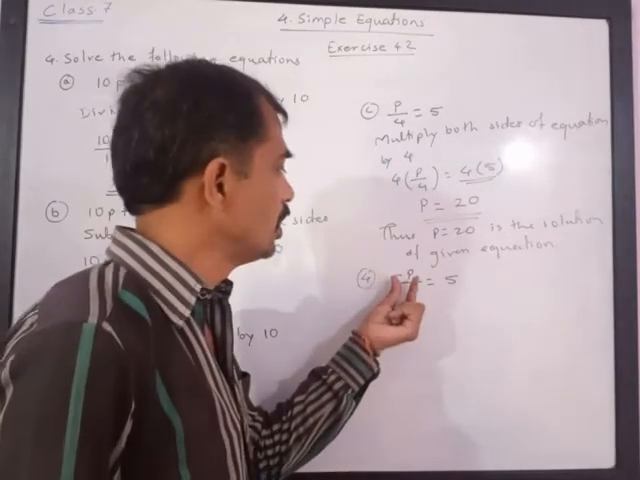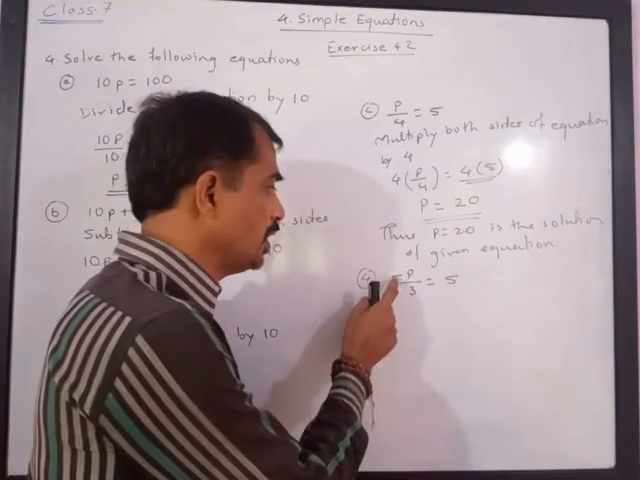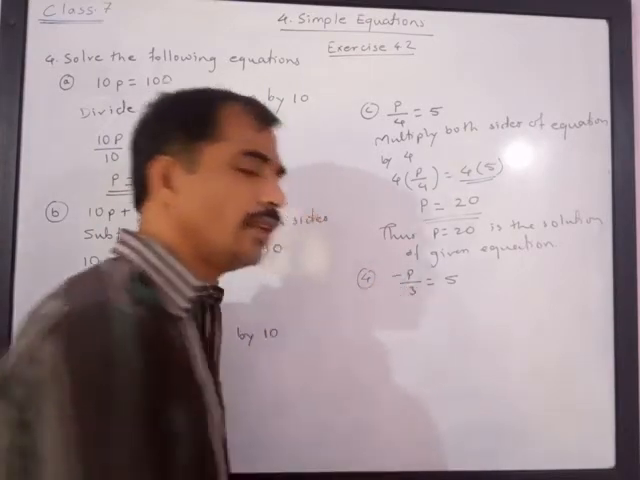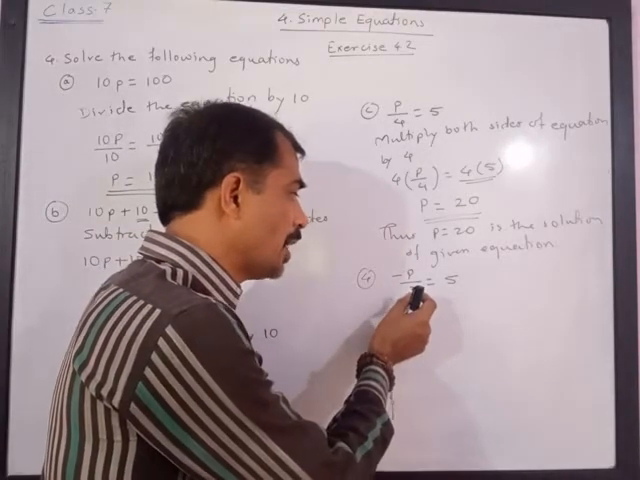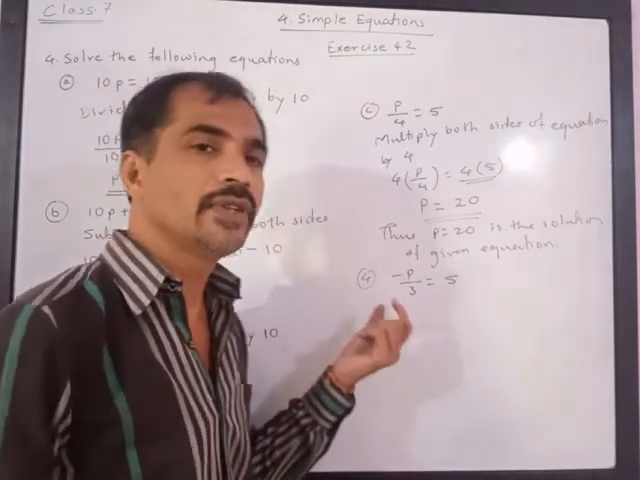Next is negative p upon 3 = 5. Watch carefully this negative p. We need to eliminate the negative and also the 3. Here 3 is dividing, so to eliminate 3 we have to multiply by 3, and to eliminate the negative we have to multiply by a negative. Negative into negative is positive.